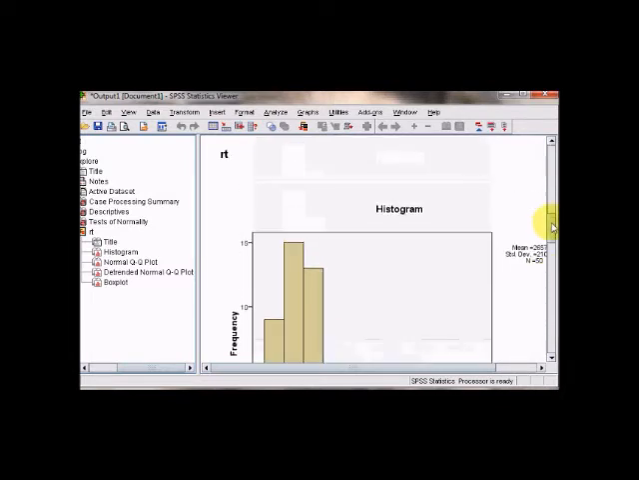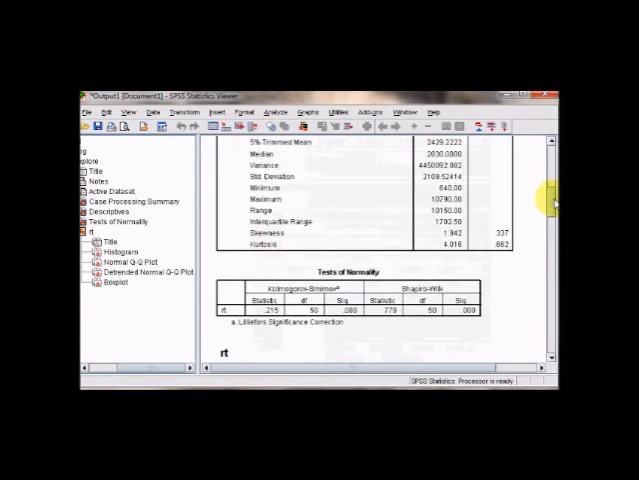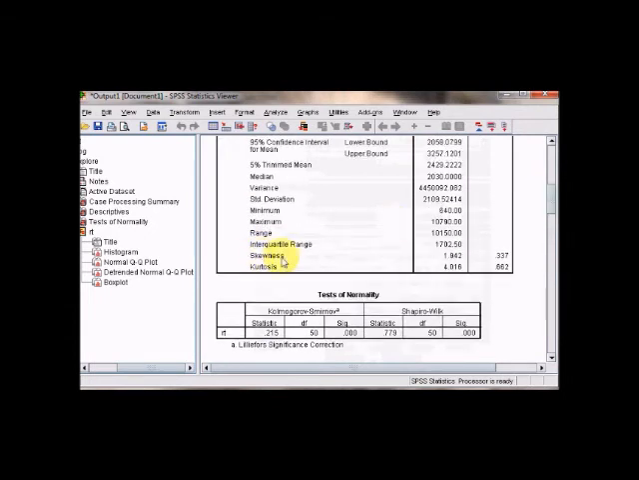Now, in order to check that, go back up to the descriptives. If you look at skewness, if this number in this column is more than twice the size of this number in this column, so if the statistic is more than twice the size of the error, then that's where the problem lies. So obviously 1.9 is quite a lot bigger than 0.33. So it's confirming that statistically these data are indeed positively skewed.